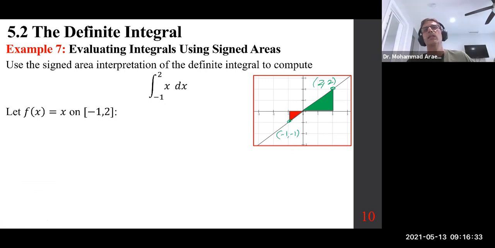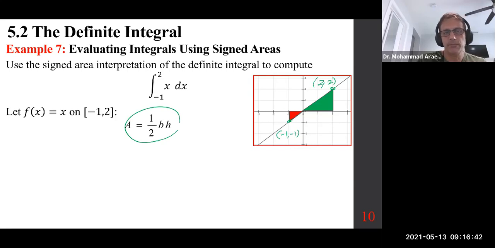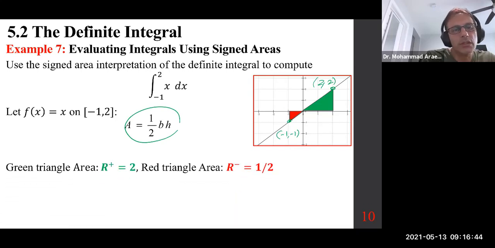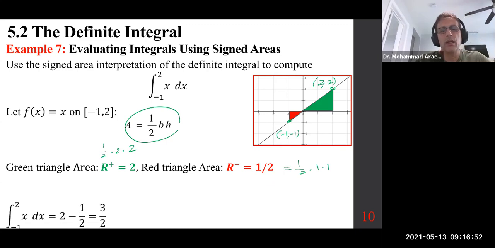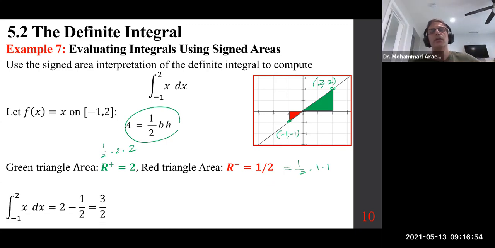This one is located at negative 1, 1. That means the height and the base are both 1. That means 1/2, 1 times 1. So we are using this formula. This one is 1/2, 2 times 2. This one is 1/2, 1 times 1. We're going to subtract the red area from the green area.